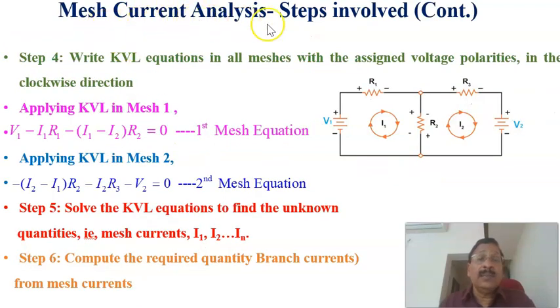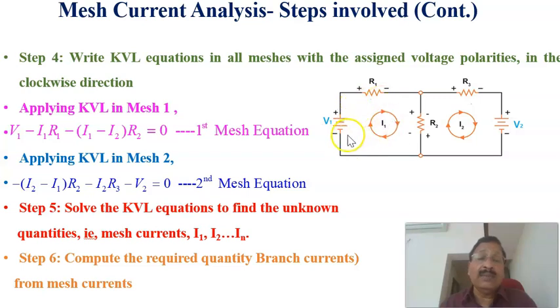Now, continuing the mesh current analysis steps. The fourth step is to write the Kirchhoff's voltage law equation in all the meshes with the assigned voltage polarity in the clockwise direction, because we have already assigned the voltage polarity. Then Kirchhoff's voltage law is applied to each mesh. For example, if you apply KVL to mesh 1, here there is a drop, here also a voltage drop, and here there is a potential rise.